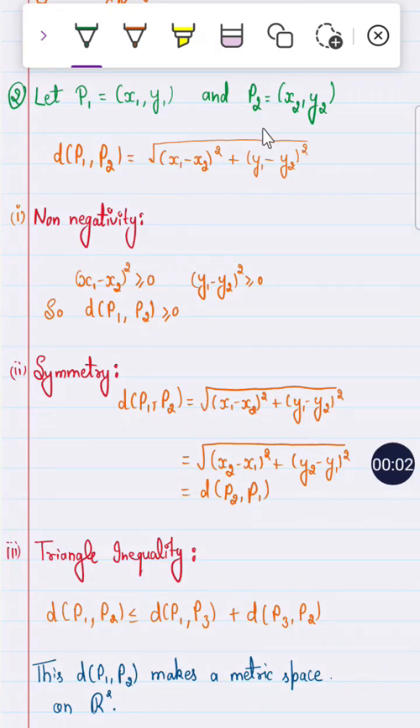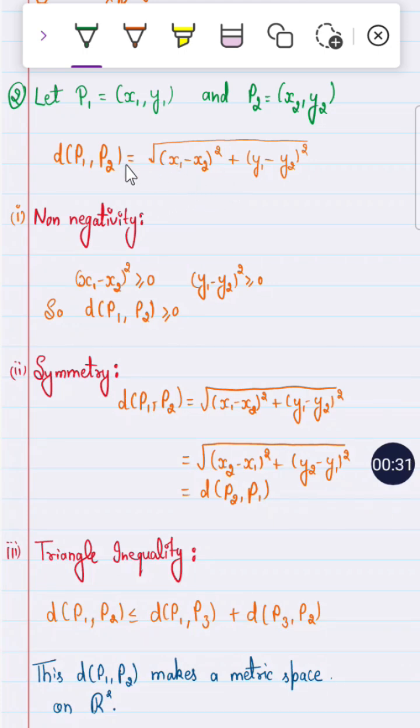Now we define a function which implies that the space is a metric space. If you have 2 points p1 equals (x1, y1) and p2 equals (x2, y2), and the function d of p1, p2 equals the square root of (x1 minus x2) whole squared plus (y1 minus y2) whole squared.